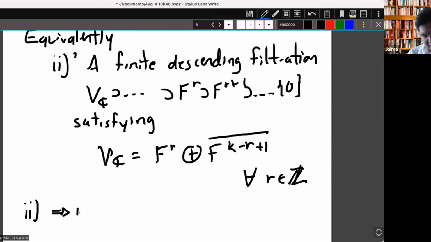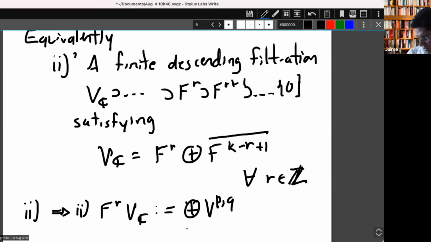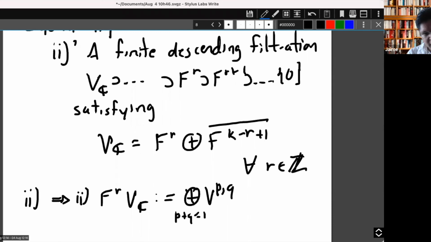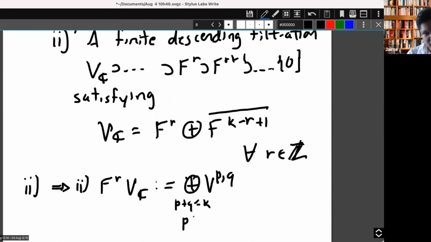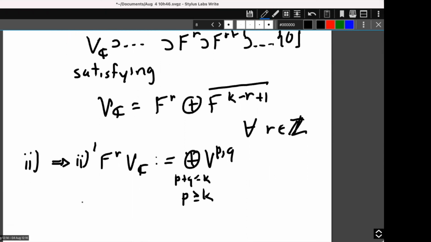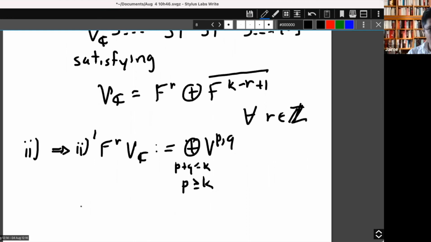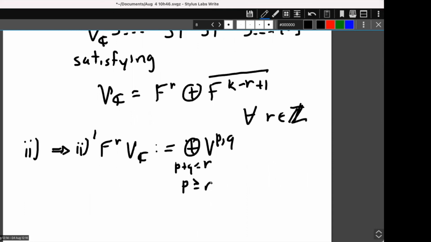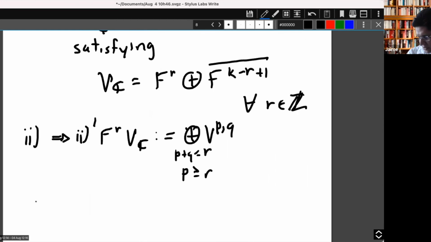You can ask. Well, that's easy. This is defined by taking the sum of PQ, P plus Q equal to K, and the first one should be bigger than K, right? That's the way you go from 2 to 2 prime. You mean R? Yeah, you're right. Sorry. K is the weight of the Hodge structure. So yes, thank you. The other way around. Sorry, P plus Q is K, but P is. Yes. Now, okay, thank you.